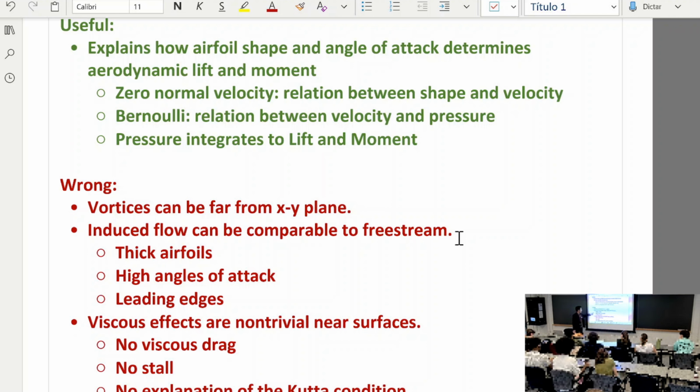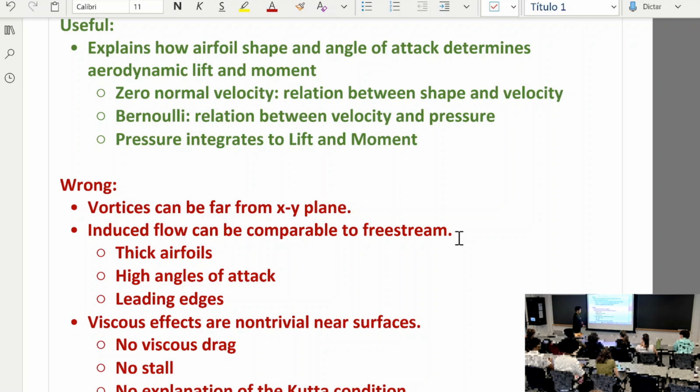It has to be comparable to free stream to cancel the component of the free stream normal to the surface. Okay, and at high angles of attack, even if you have a thin airfoil, the induced flow is going to get stronger and stronger. That is because at high angle of attack, the free stream wants to go into the bottom of the airfoil and out of the top, right? So you need stronger vortices to cancel these normal components to have the flow go tangential to the surface.